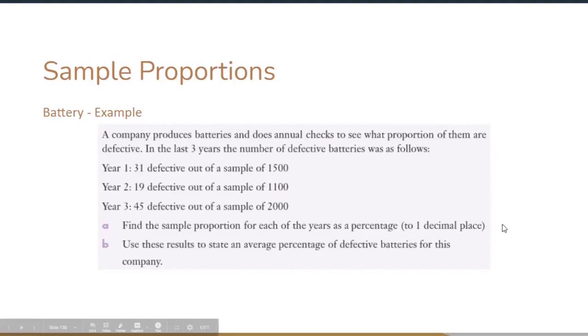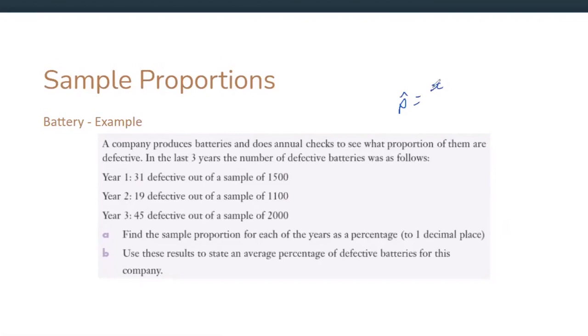It's just using the same formula we had on the previous slide, which was p hat, the sample proportion, is given by x, the number of successes in the binomial distribution, divided by n, the total sample size. So let's do that for each of these examples. This is going to be 31 out of 1,500 for the total sample, and this is approximately 2.0%. For the next one, we have 19 over 1,100, and this is approximately 1.7% when we put this into our calculator. And for this last one, it's 45 over 2,000, and this is approximately 2.2%.